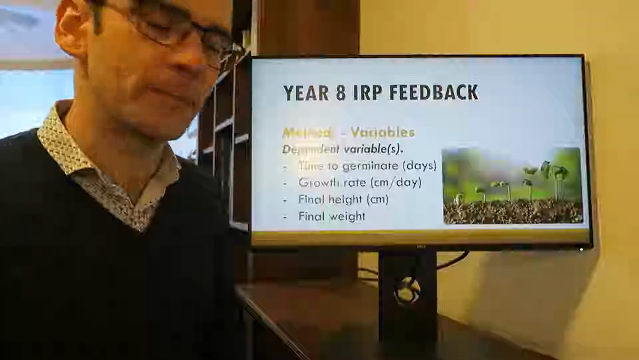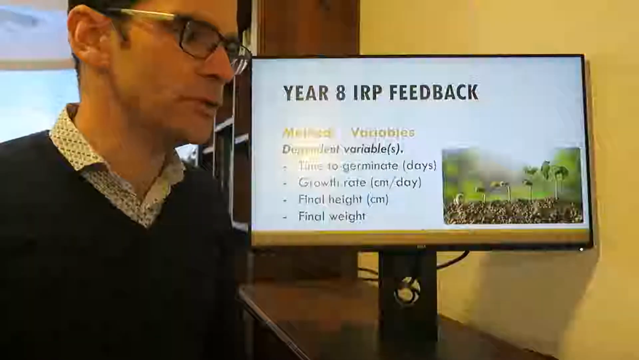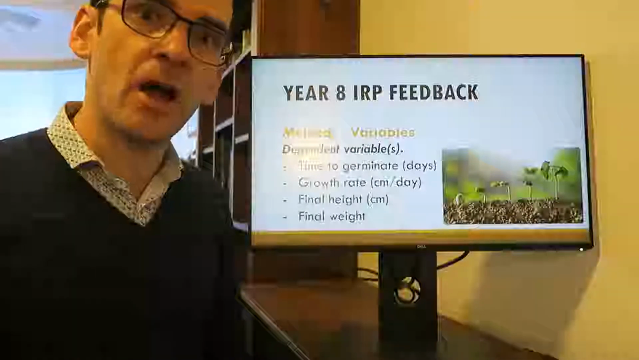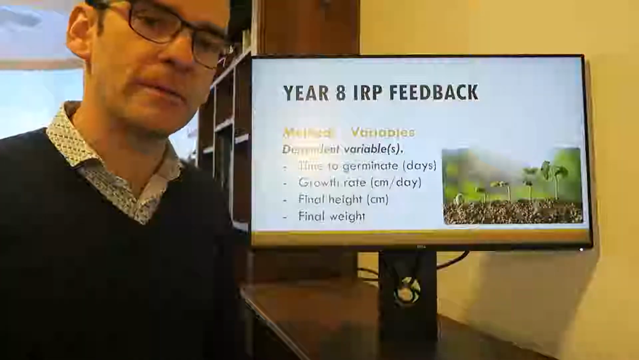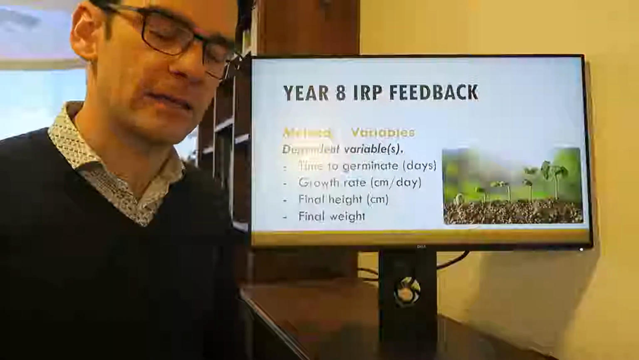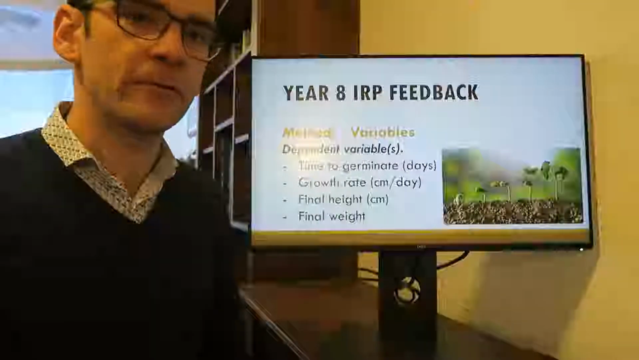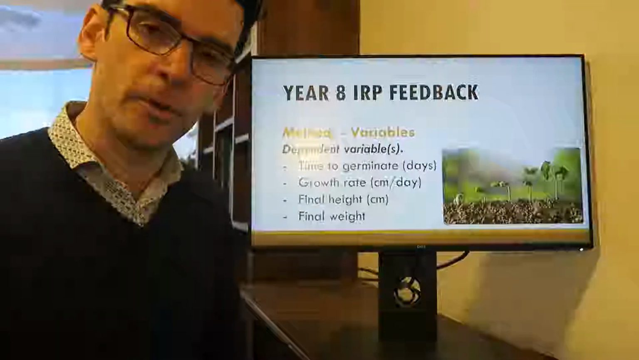Anyway, let's move on. All right, so some things which you might have considered as dependent variables would have been, and this was the most common one, time to germination, represented in the number of days since the experiment started. Growth rate, that is the number of centimeters the plants grew per day.